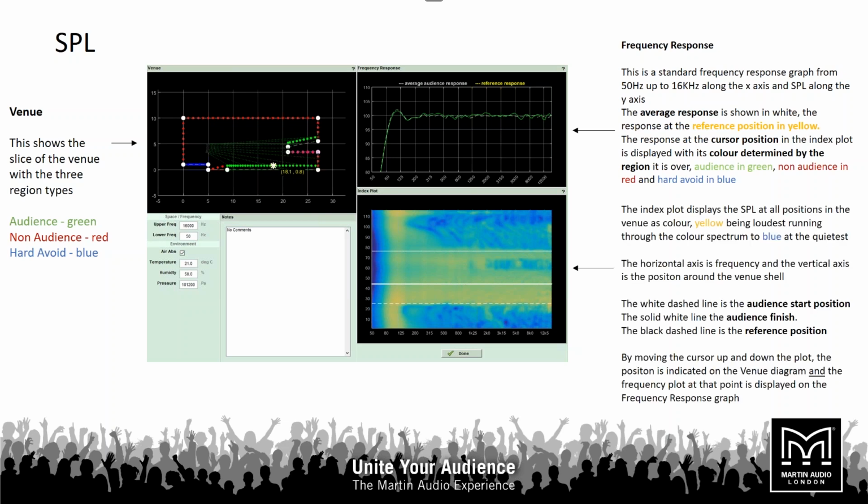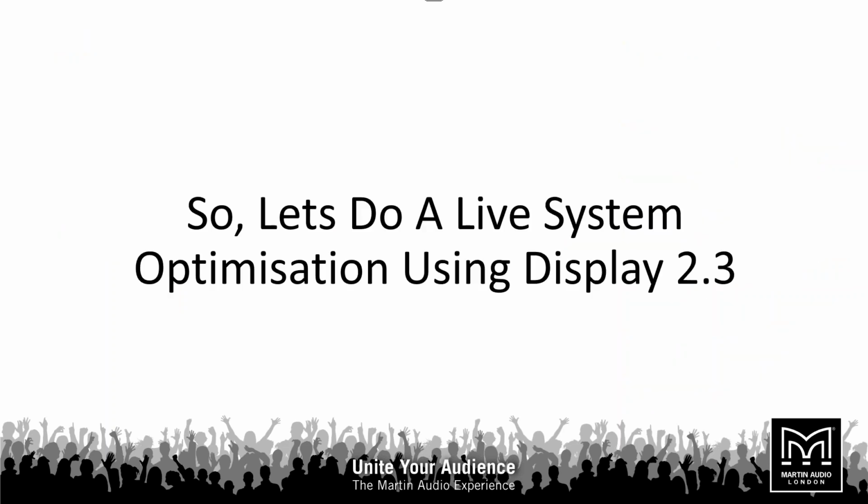The index plot displays the SPL at all positions in the venue as color, yellow being the loudest running through the color spectrum to blue at its quietest. The horizontal axis is frequency and the vertical axis is the position around the venue shell. The white dashed line is the audience start position, and the solid white line is the audience finish. The black dashed line is the reference position. By moving the cursor up and down the plot, the position is indicated on the venue diagram and the frequency plot at that point is displayed on the frequency response graph.